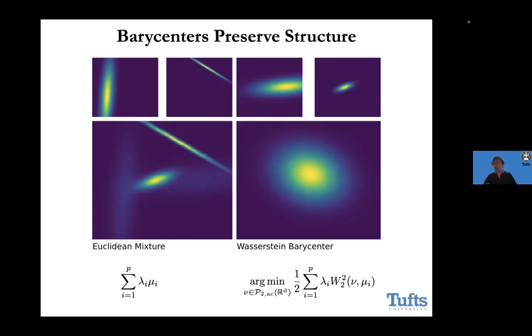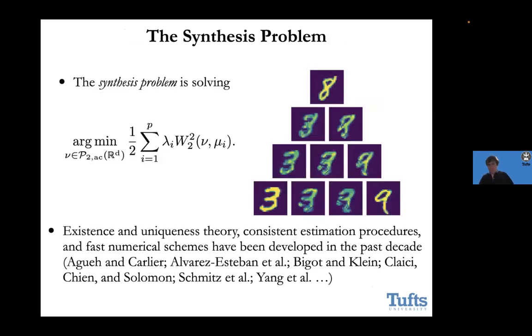But if I do this Wasserstein barycenter, it does preserve some structure. These are all Gaussians, and it's a theorem that the Wasserstein barycenter will itself be Gaussian. But more is true than that, and I'll leave it at that for today: the barycenter does preserve some kind of intrinsic geometric structure of these measures in a lot of cases.